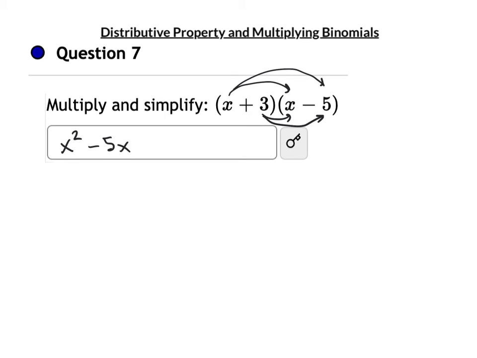Now take the positive 3 to both. Positive 3 times x is positive 3x. And positive 3 times negative 5 is negative 15. Usually, the middle simplifies. Negative 5x plus 3x, we're adding now. We were multiplying originally, now we're adding, and we add, the powers never change. We add the coefficients. Negative 5 plus 3 is negative 2x. So x squared minus 2x minus 15.